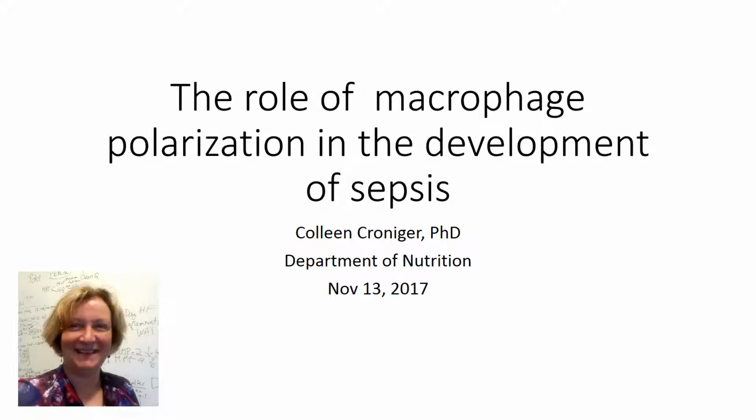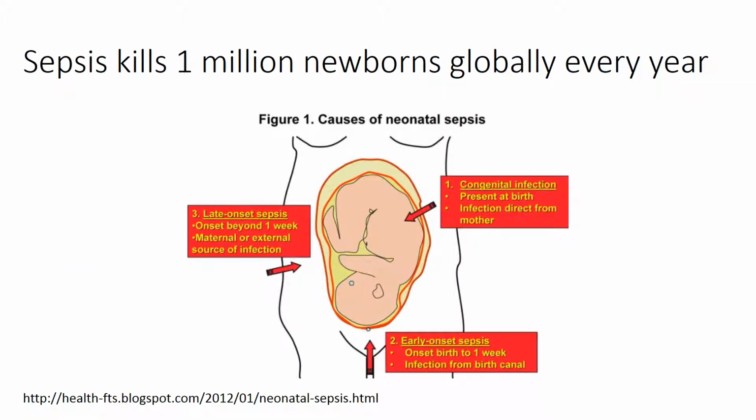My lab has a great focus on liver injury and genetics, and the project that I'm proposing for summer research is the role of macrophage polarization in the development of sepsis. Sepsis kills 1 million newborns globally every year.